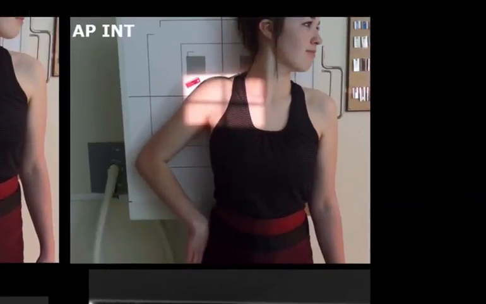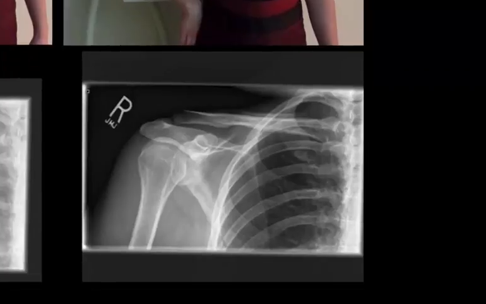Now, let's look at the AP with internal rotation. Once again, we have very similar part position as we did with the lateral humerus, but focusing on the shoulder, once again, we want to include the entire shoulder joint and the sternoclavicular joint. Let's look at the image produced here. Now, notice we have included the sternoclavicular joint and the entire shoulder joint itself.